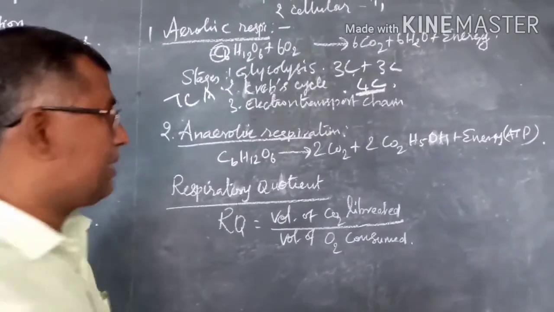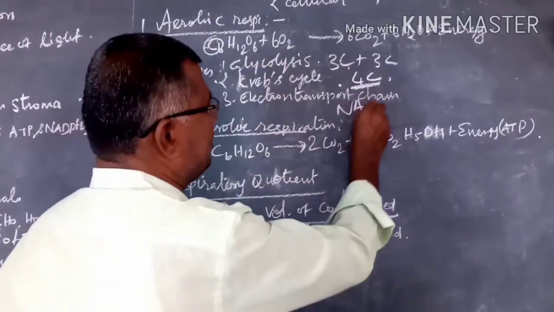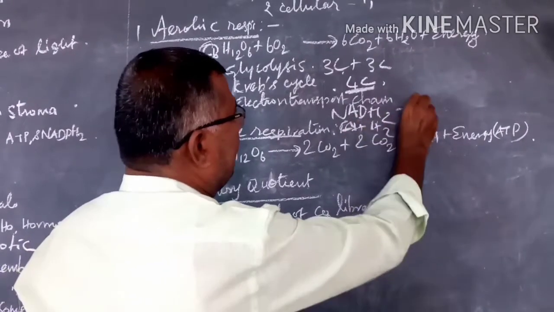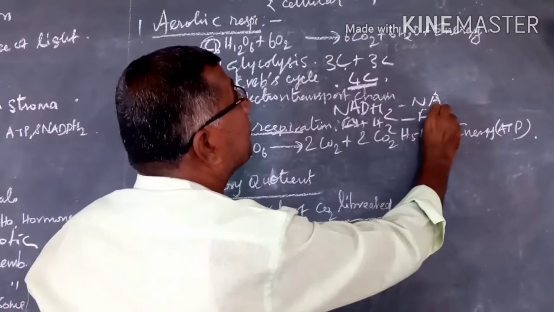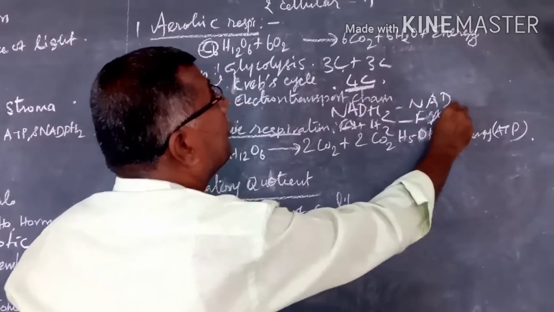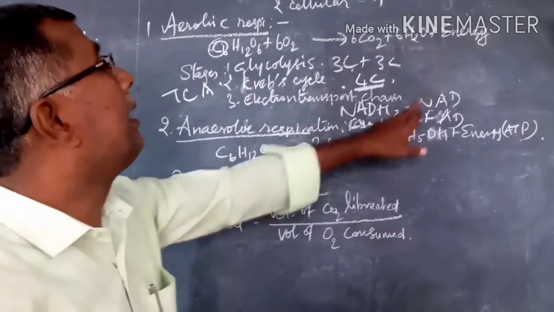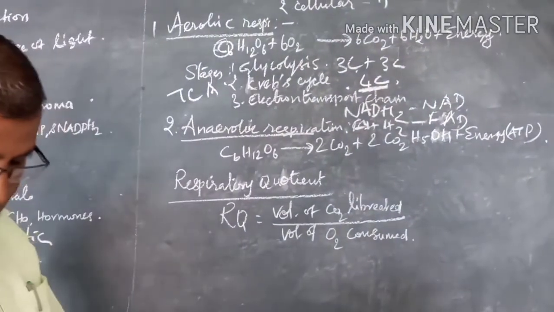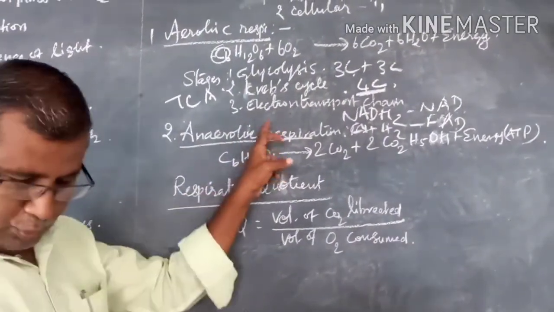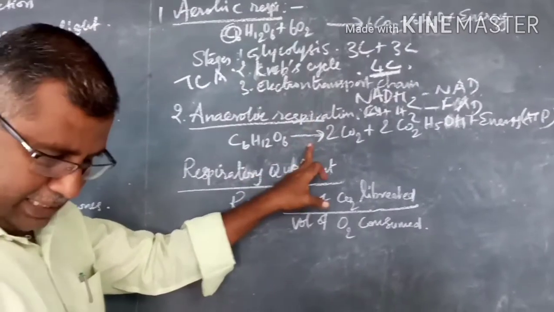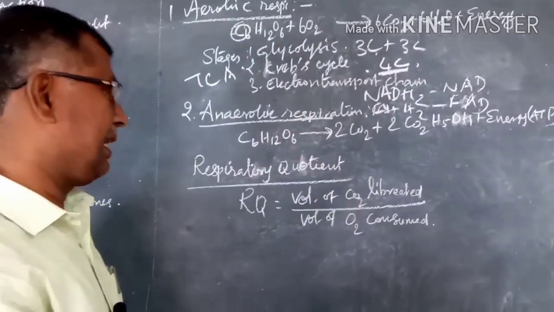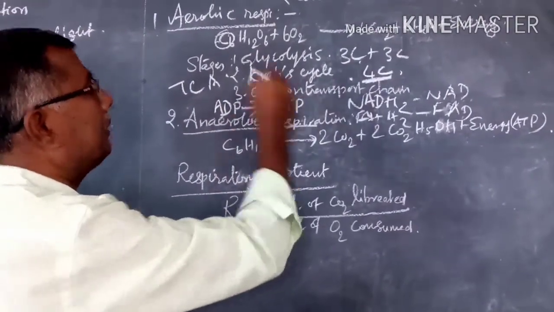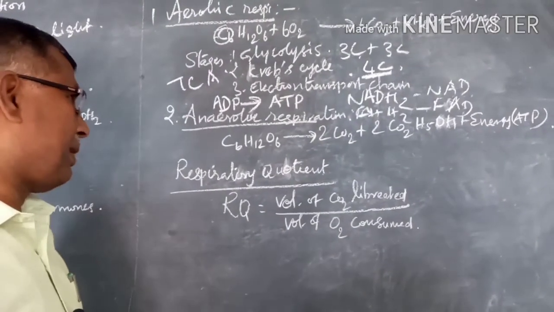The NADH2 and FADH2 are reduced into NAD and FAD. Understand? Nicotinamide adenine dinucleotide, flavin adenine dinucleotide. During this, the electrons move through the system and release the energy trapped by the ADP to synthesize ATP. ADP is converted into ATP. This is known as oxidative phosphorylation.